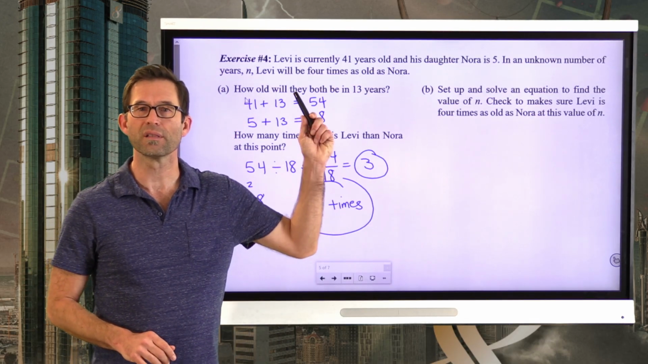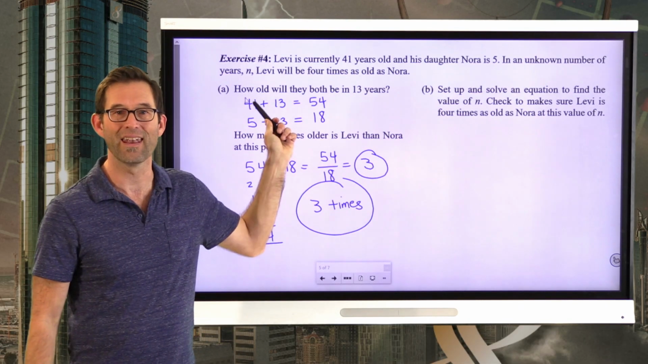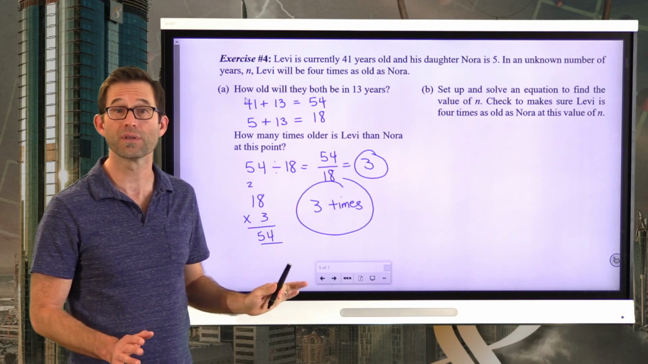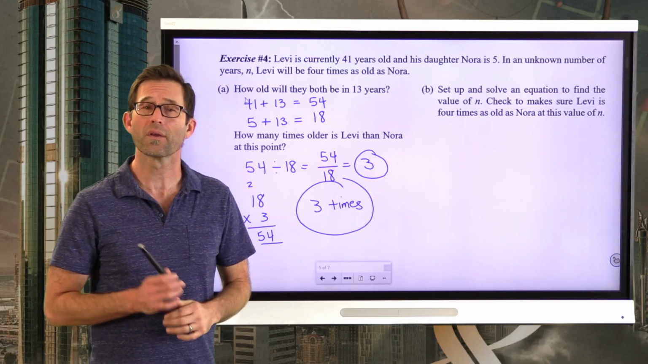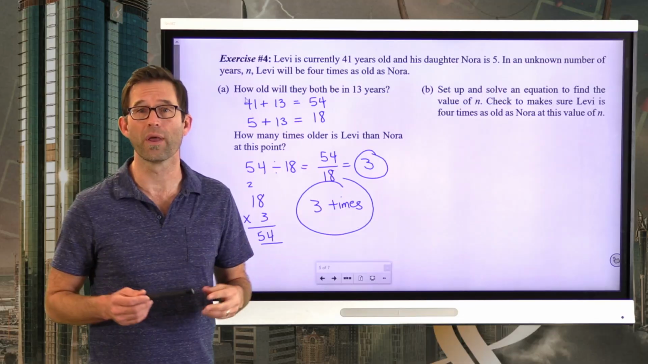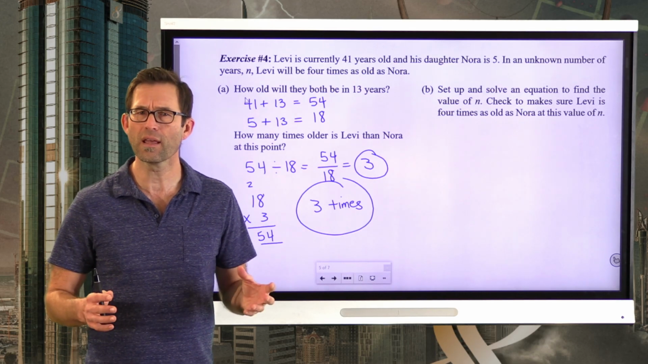But in our problem, it says Levi is currently 41 years old and his daughter Nora is 5. In an unknown number of years, n, Levi will be 4 times as old as Nora. So after 13 years, Levi is 3 times as old as Nora. The question is, for letter B, we want to set up and solve an equation to find the value of n. We want to set up and solve an equation that will allow us to figure out how many years it's going to take before Levi is 4 times as old as Nora. Then I want to check to make sure that Levi is, in fact, 4 times as old as Nora at this point. All right, so let's take a look at this.